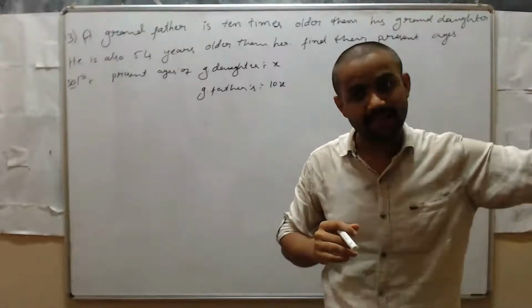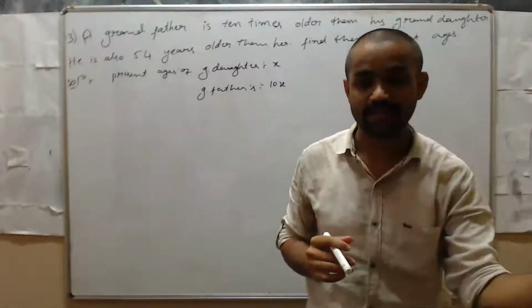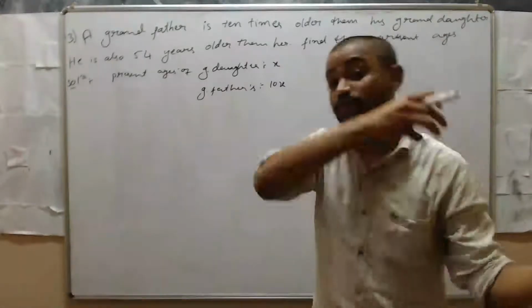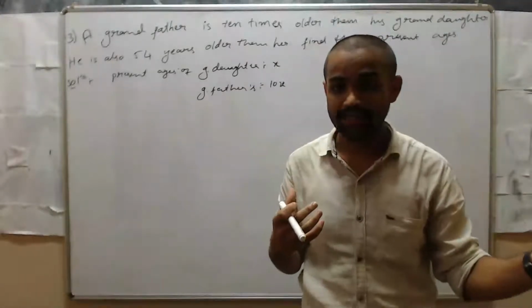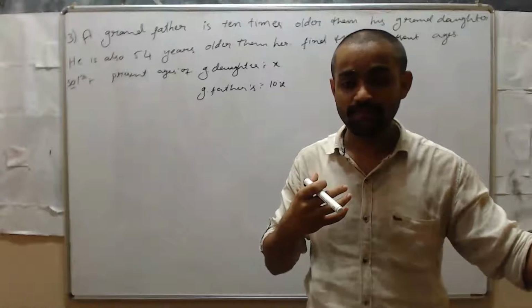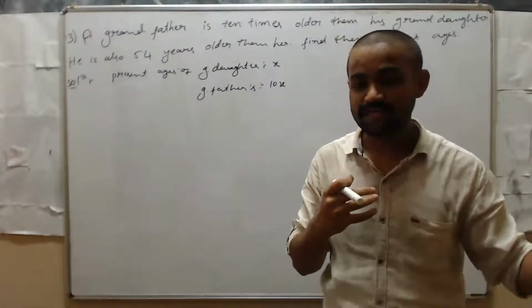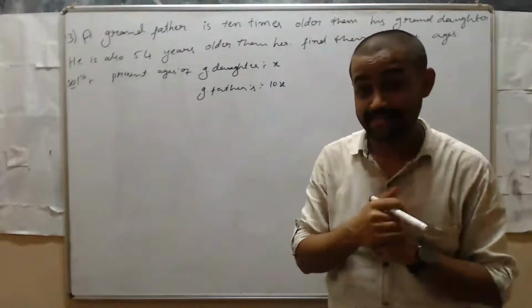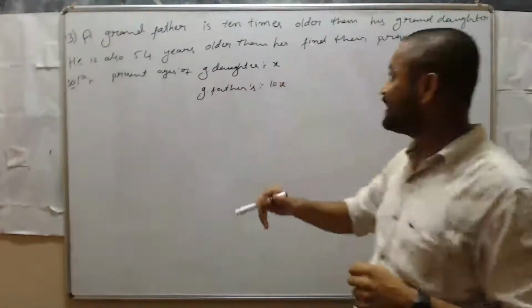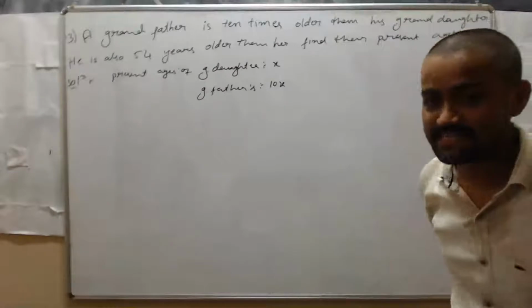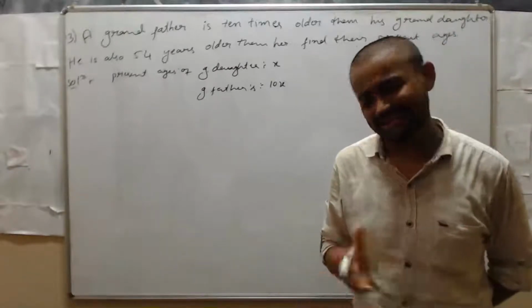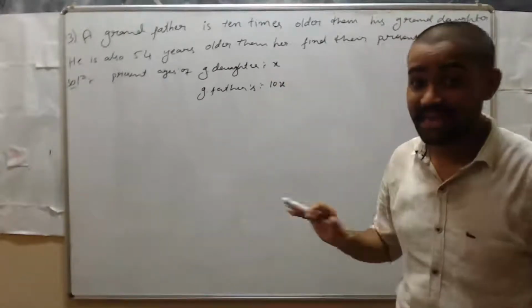Suppose she is 5 years old, and he is 54 years older than her. 5 plus 54, that is 59 years older. One more hint he has given. Then after that we have to find the present ages. See, it is simple. This much is enough for this.